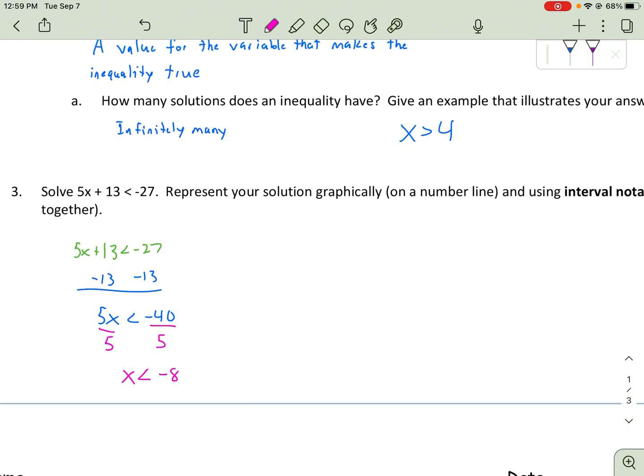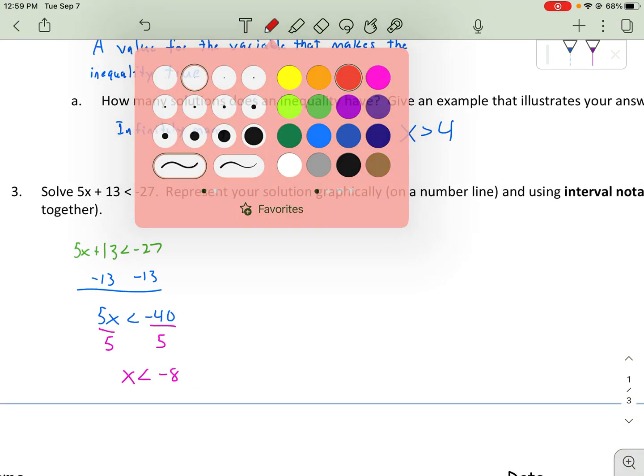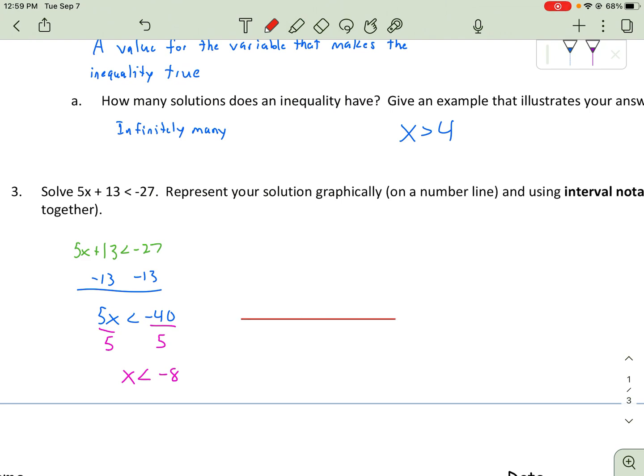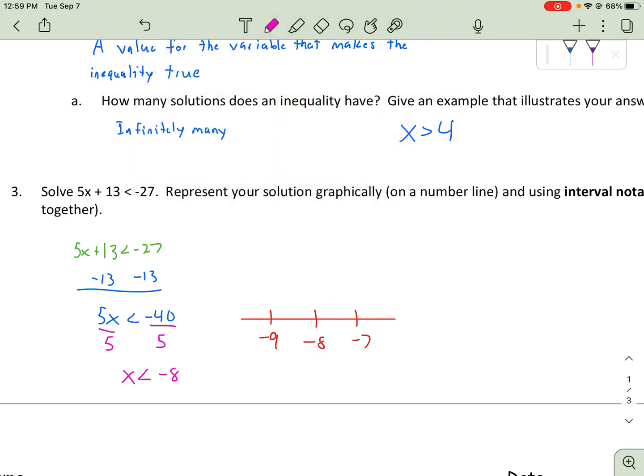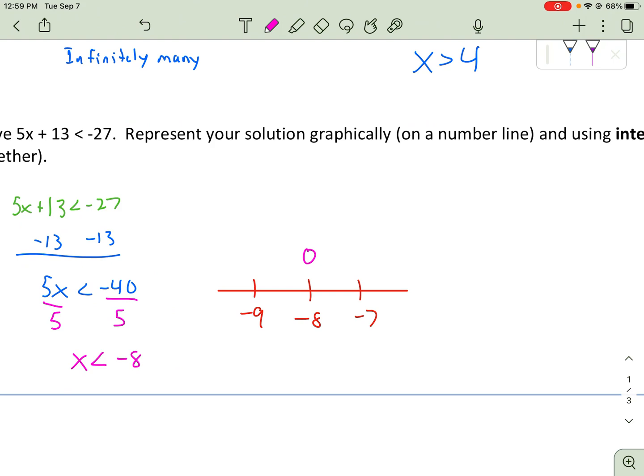So on a number line, since it's just less than and not or equal to, we're going to put 3 numbers on here, one greater than this number, which is negative 7, one less than it. Since it's just less than and not or equal to, it's an open circle as opposed to filled in. If we had this, then we would fill it in like that. Okay, and then it goes, numbers less than -8 go this way forever.